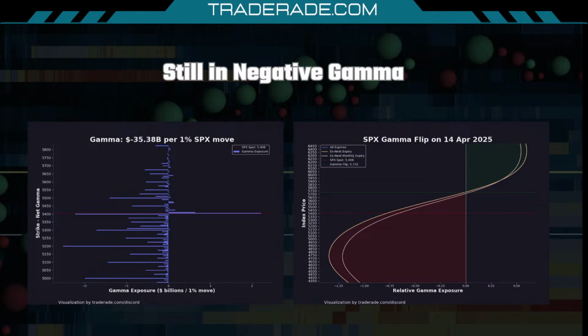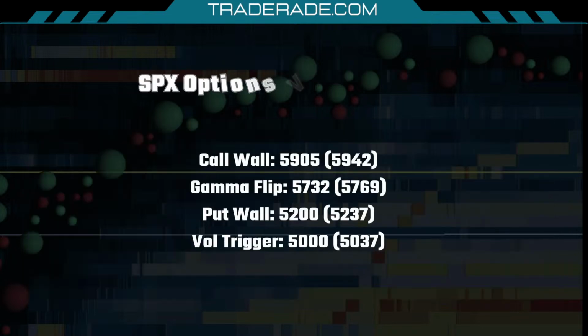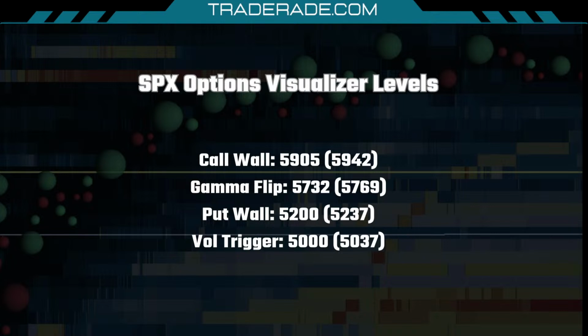So here is a quick update on the key SPX options levels, and we'll watch these throughout the day. We've got our call wall at 5905 SPX, and the parentheses levels are the ES levels for what it's worth. So that call wall is at 5942 ES. Gamma flip at 5732 SPX, 5769 ES. Put wall at 5200 SPX, 5237 ES. And vol trigger all the way down there at 5,000. That's a huge level on the chain, by the way.